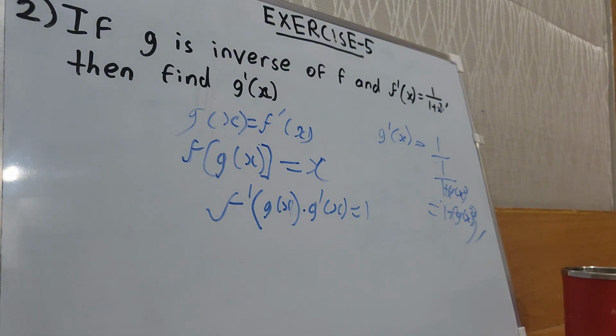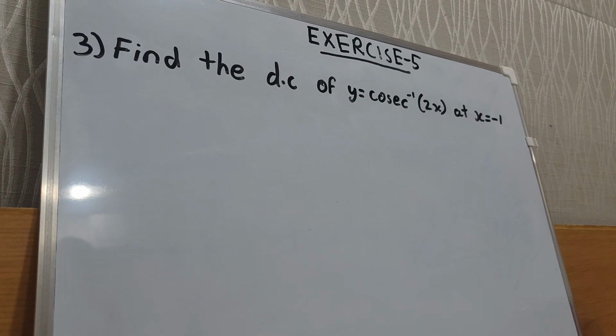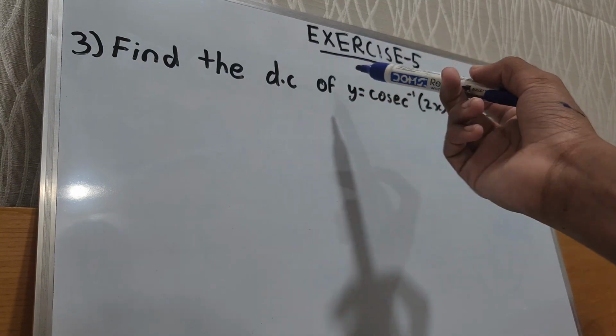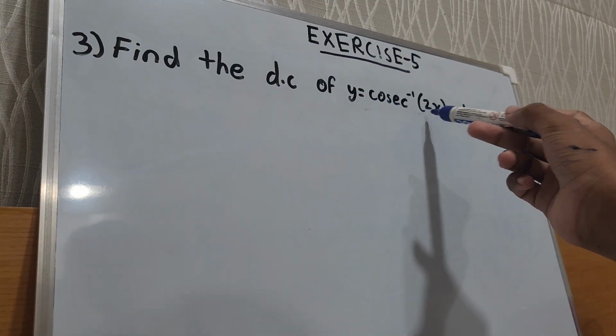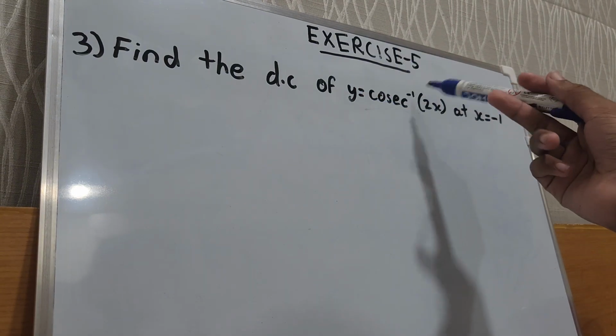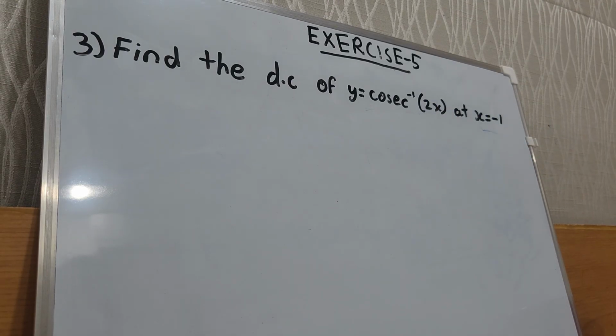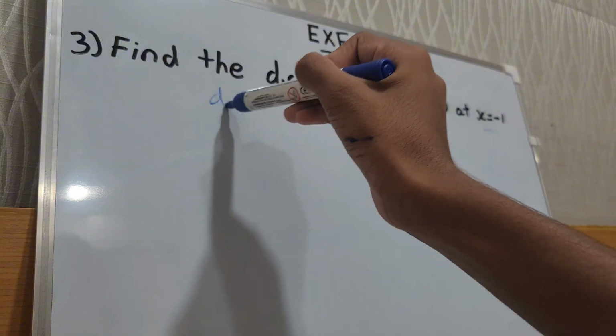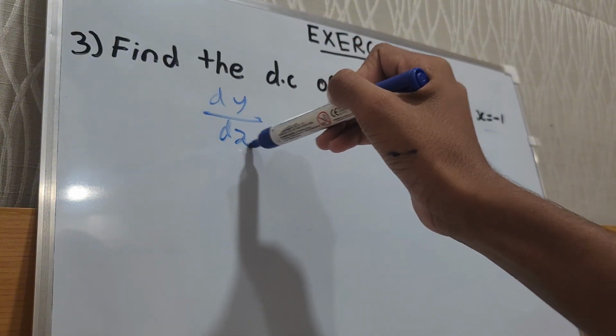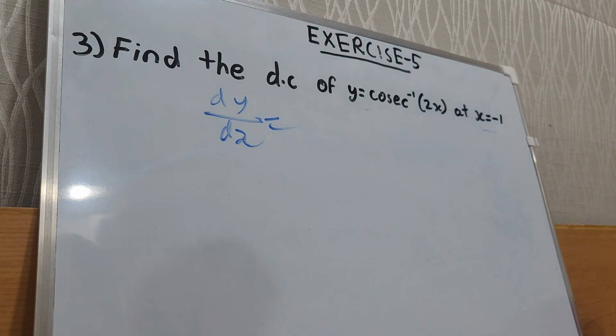Now let's move on to the next question, where we will find a differential coefficient. Now let's do the third question. Find the differential coefficient of y is equal to cosec inverse of 2x at x is equal to 1. First, let's differentiate with respect to x. dy by dx is equal to, let's use the cosec inverse x formula.